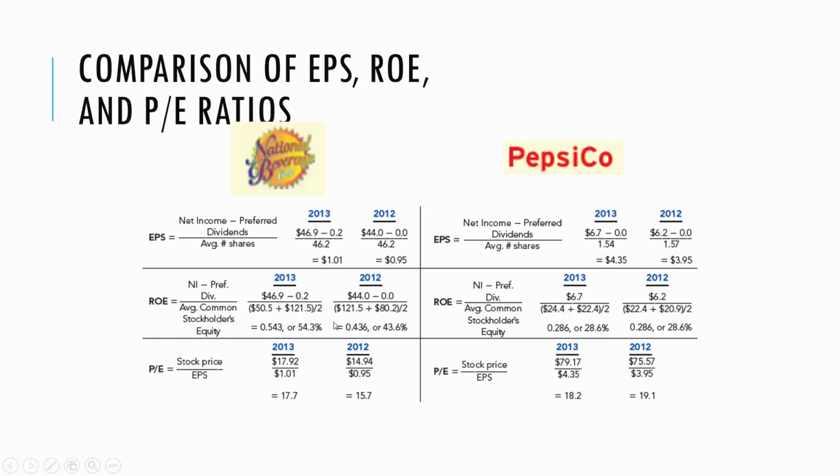Return on equity for this company, for National Beverage, I think we had these numbers. This is 43.6. This is 54.3%. This number has held steady, so return on equity held steady for Pepsi, but it is improving for National Beverage. Price earnings. Which is the higher priced stock relative to earnings? Well, the higher priced one, the multiple which is highest, is for Pepsi, and it's higher for both years.